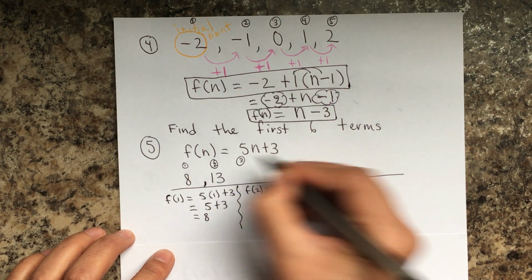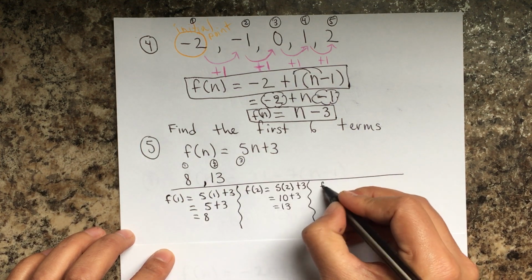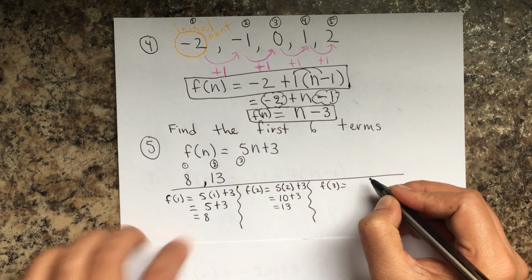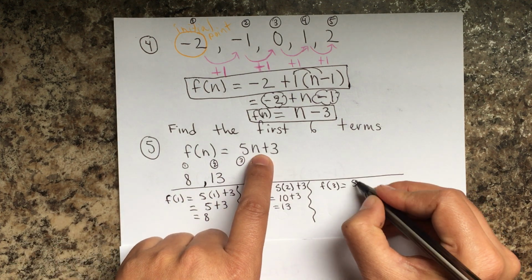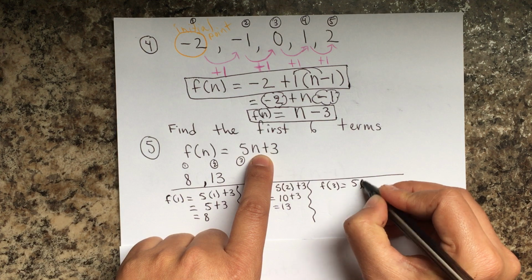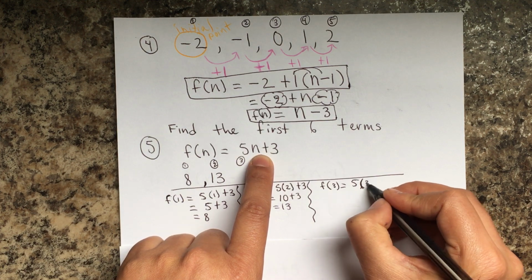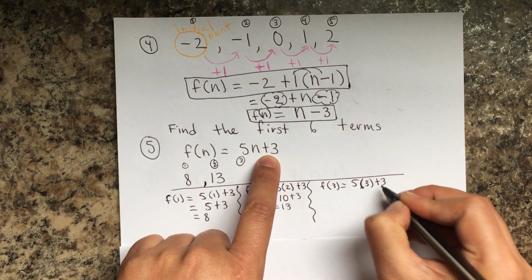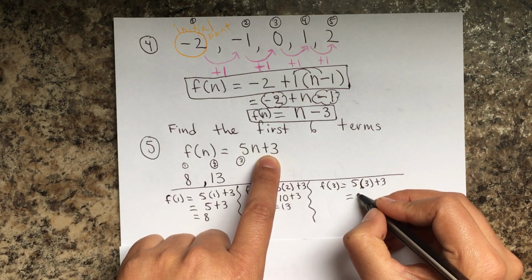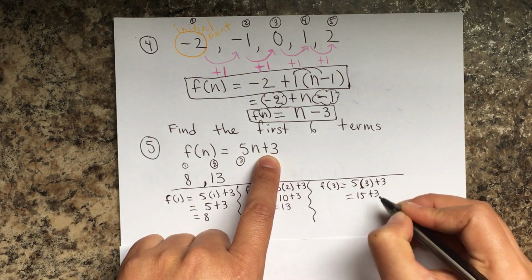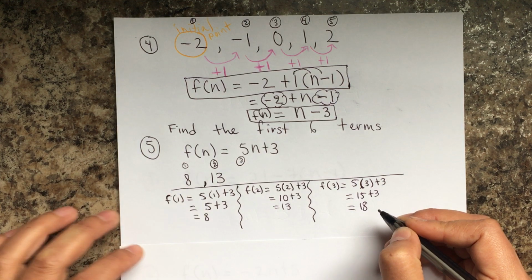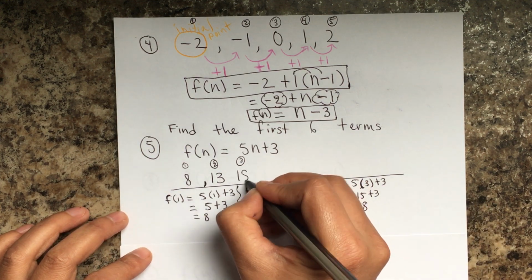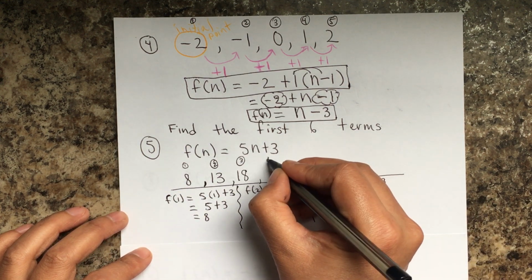For the third number, I'm going to put f of 3 is equal to 5 times 3 plus 3. That's 3 times 5 is 15 plus 3 gives me 18. So the third number is 18.